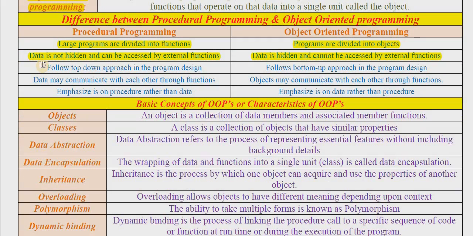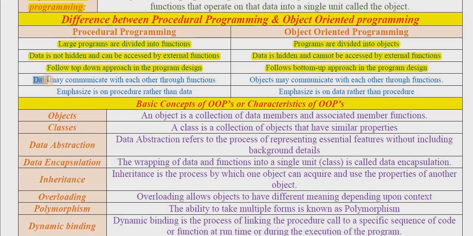Next, procedure oriented programming follows a top down approach in the program design. Top down means in procedure oriented programming, program parts are written from top level to bottom level. Object oriented technique follows a bottom up approach in the program design. In object oriented programming, programs are written from bottom level to top.